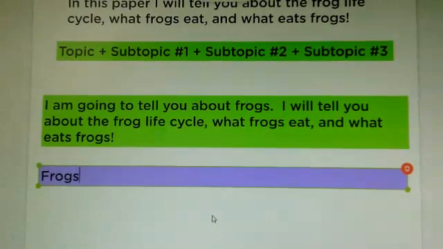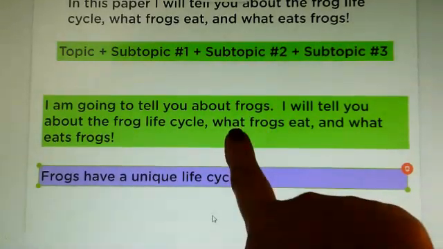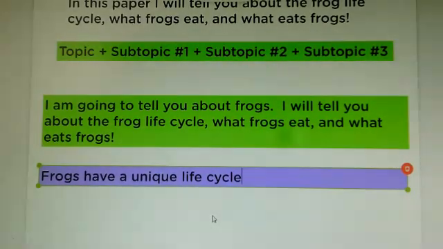So, frogs have a unique life cycle. C-Y-C-L-E. Okay. I also want to tell them what frogs eat. So, what could I put there?